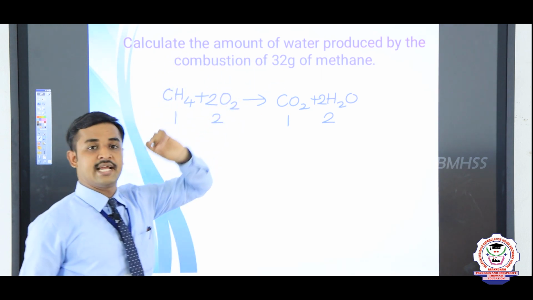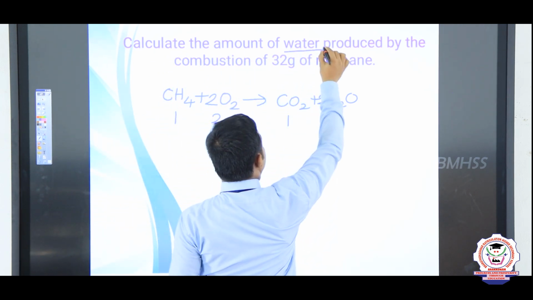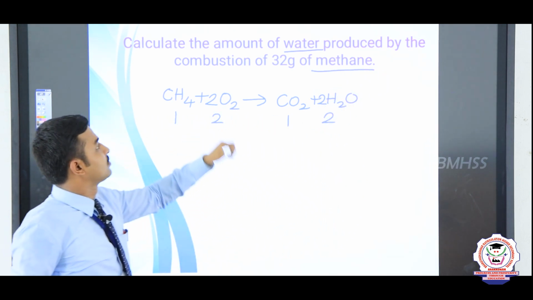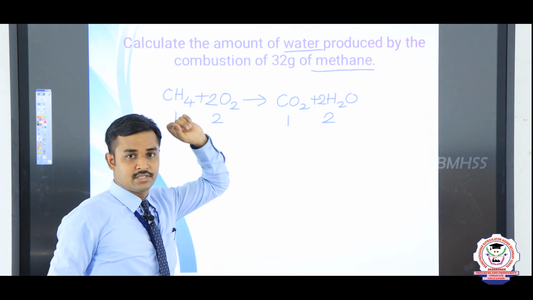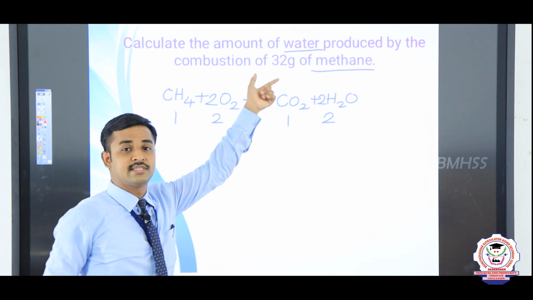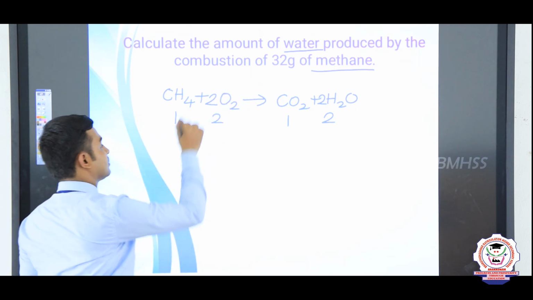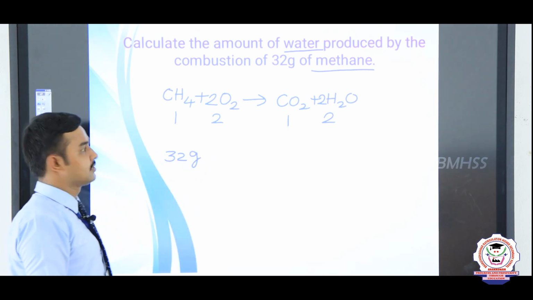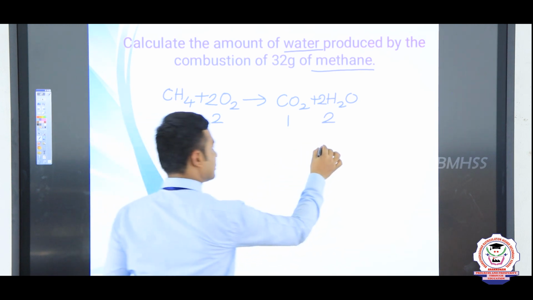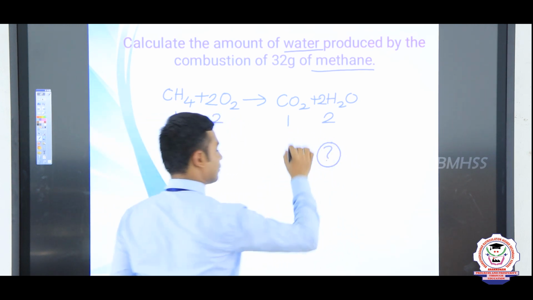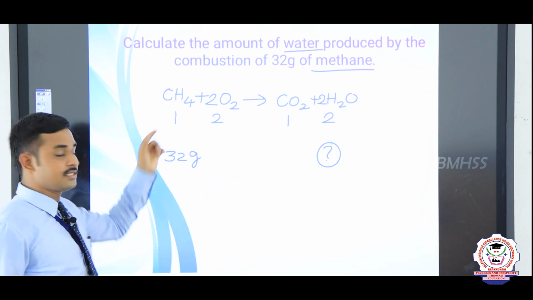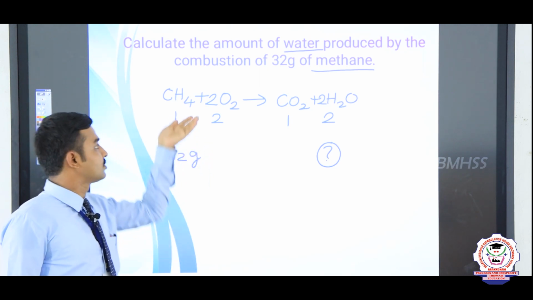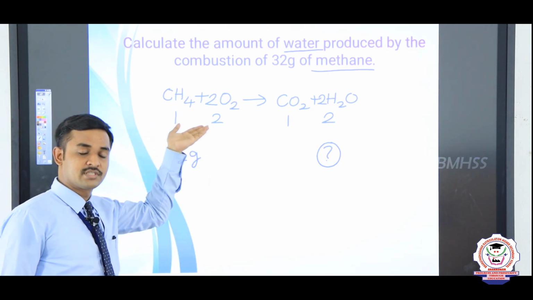In the question, they discuss the product water and the reactant methane. So, you only consider methane and water. In the information given, for methane they give 32 grams. If methane is 32 grams, how much water can be produced? This is the question. So, we need to find the amount of water. In this question they do not consider moles, they consider mass. So, you need to convert these moles into mass.